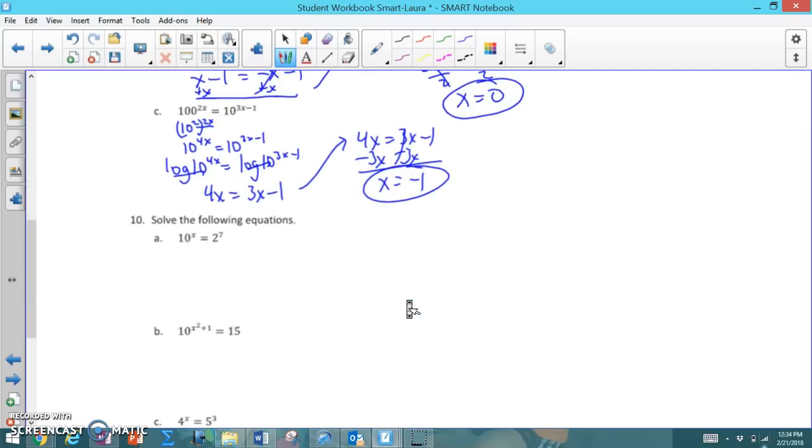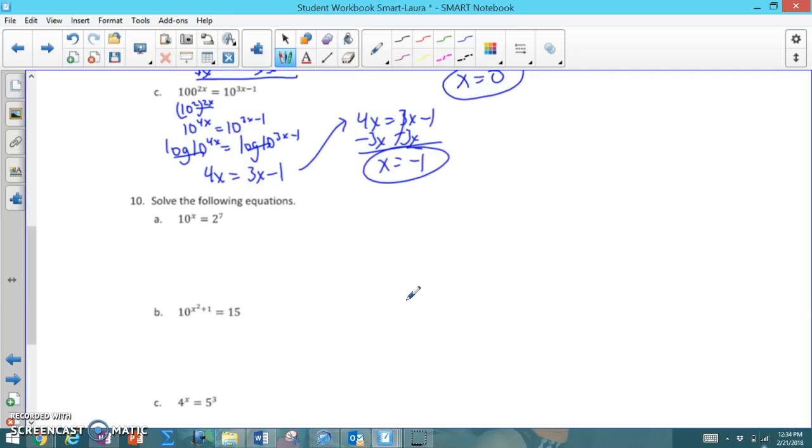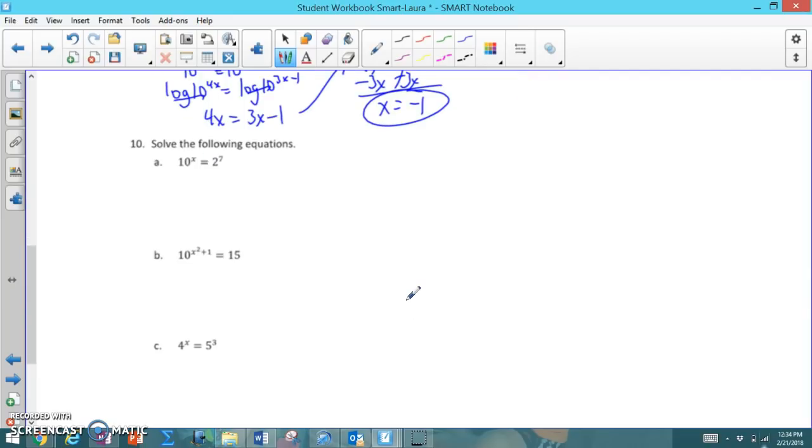Last but not least, you get to practice a little bit on the other side. And if we apply that same property, we're still going to do log of 10 to the x equals log of 2 to the 7th. And what we're going to see is that these cancel out. I get x equals log of 2 to the 7th. And we're actually going to leave it in log form, so I'm going to pull that 7 in front. I get 7 log of 2. You can just leave it like that.